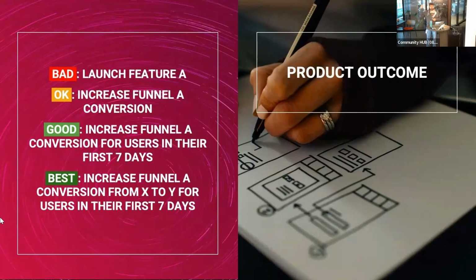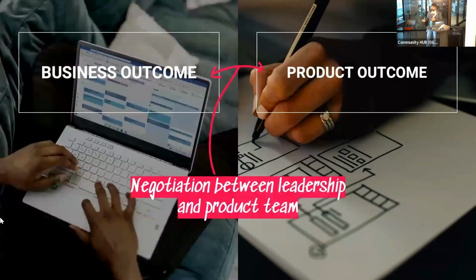So you need crazier or more disruptive ideas if you want a big increase than if you just want to increase a little. And of course, this business outcome, product outcome, is something that needs to be negotiated with the leadership.